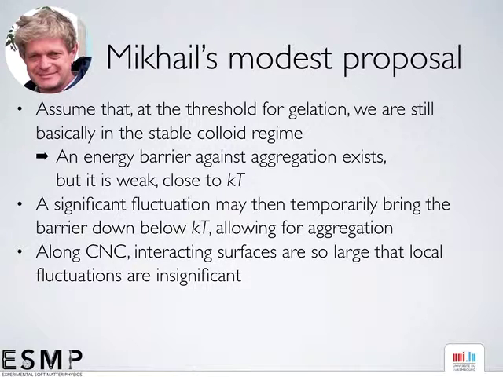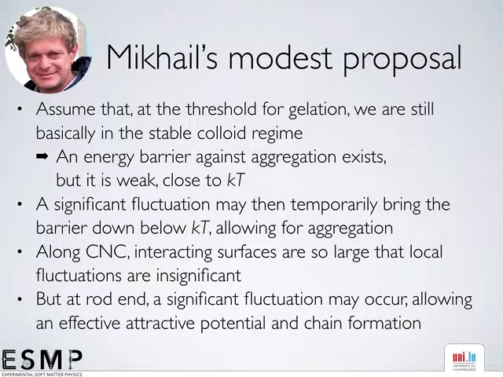And Mikhail's point was that along the CNC, because it's such a long rod and a lot of surface, a local fluctuation will have very little importance, because it won't really change the interaction between these large surfaces that are in contact. But at the ends, it's a very small surface area. So even a local fluctuation of counterions might in fact temporarily induce an attractive situation where, for instance, a sudden increase in counterions between two rod ends might lead to a chain formation. And once they aggregate, they would stay aggregated, and that would be a possible explanation.